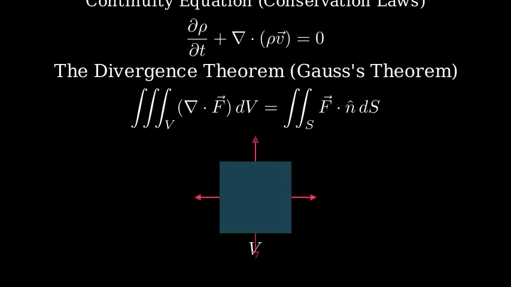This theorem essentially says that the total outgoingness of a vector field in a region equals the net flux across the boundary of that region. It's a powerful tool that allows us to transform volume problems into surface problems, or vice versa.